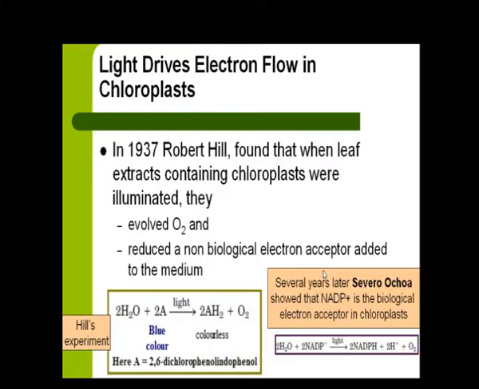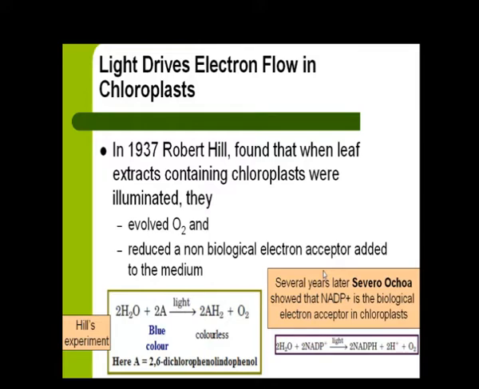Light drives the electron flow in chloroplast. This is the famous Hill experiment. In 1937, Robert Hill conducted an experiment. He isolated chloroplasts, suspended them in water and gave light. He added an electron acceptor, 2,6-dichlorophenol indophenol. It is blue in color, and when it accepts an electron, it becomes colorless.